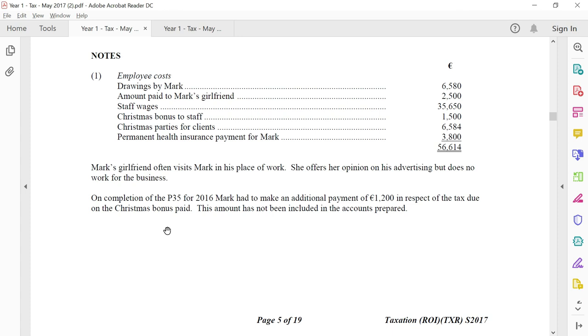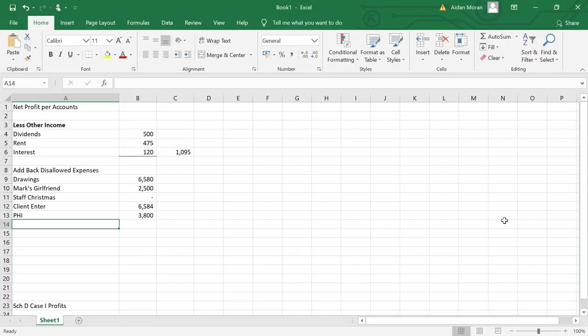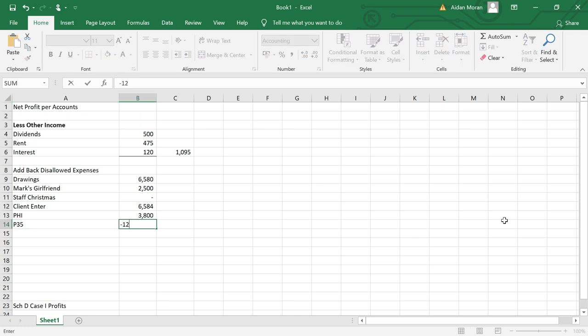So he's incurred a business expense, something to do with bonuses and the Christmas party. He forgot to include it, so I'm going to put it in now. So P35, and instead of adding it back, I am actually going to take a deduction for it, because it is a business expense. He was entitled to a deduction which he didn't take, so I'm going to take it now. That €1,200 is reducing the add backs. It's reducing the bad things, which are going to increase my net profit.